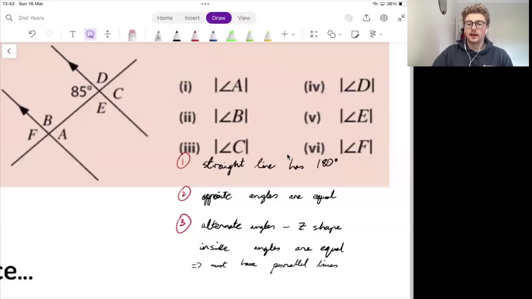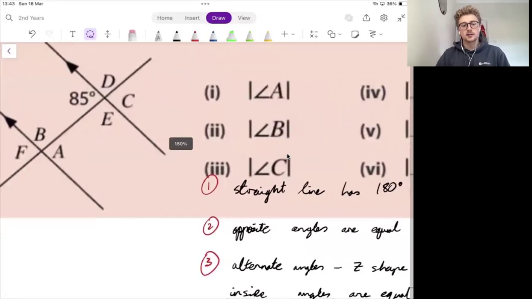So the quiz won't have any alternate angles. The quiz will just be on the first two rules. Okay, we'll go through a solution here.